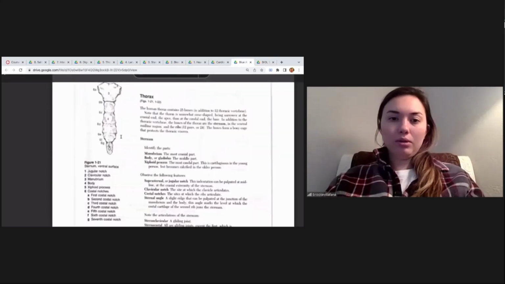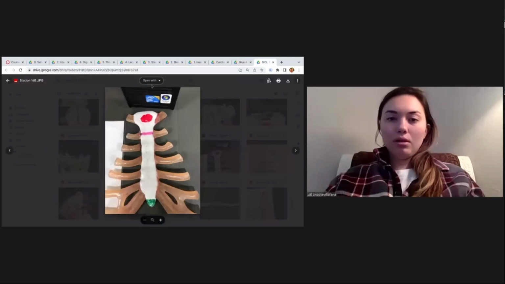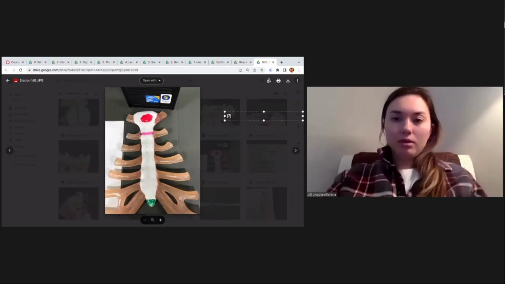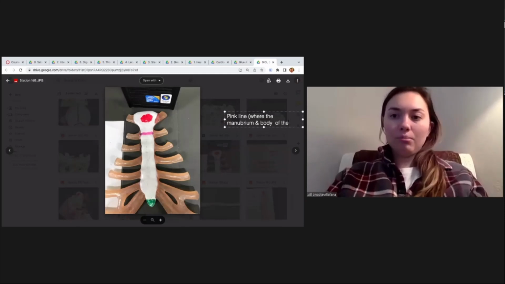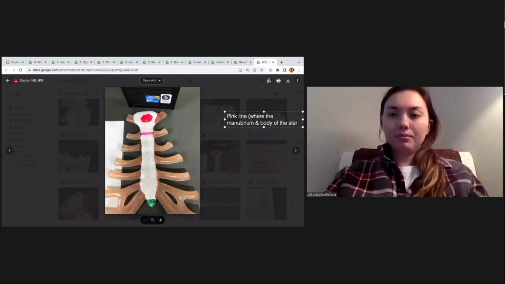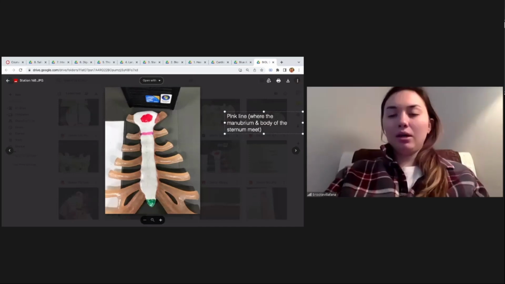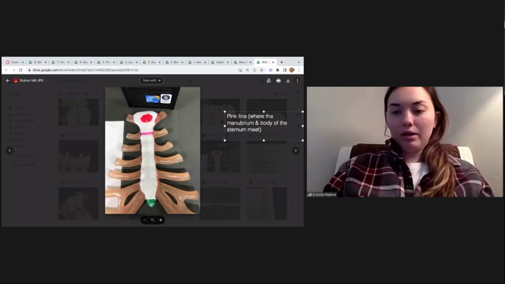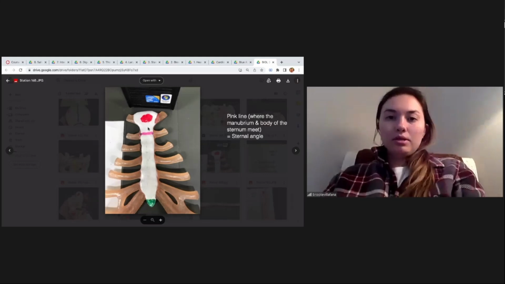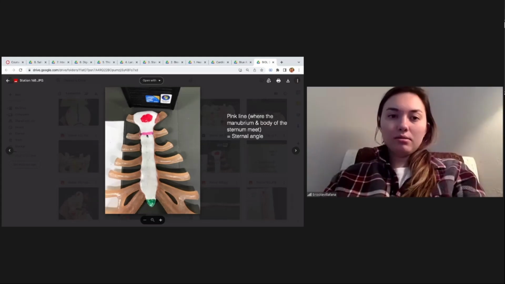I believe that we do, yeah, that should be. Okay, so you would want to write that down somewhere. The pink line is where the manubrium and the body of the sternum meet. It's not necessarily going to be pink on your exam. It might be purple or blue, but it'll look just like this and be colored in. And this is called the sternal angle. Does everyone have that? Yes? Good. Sternal angle.